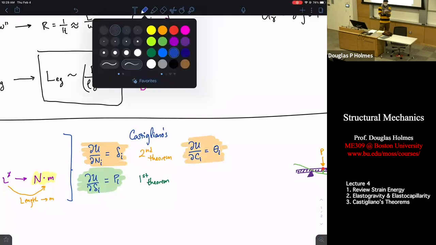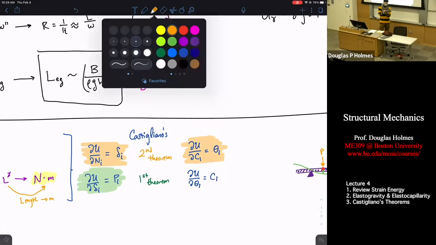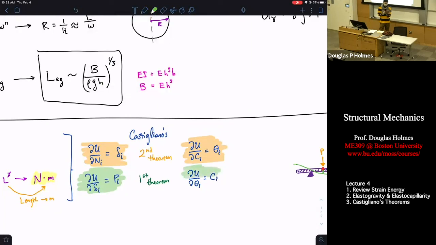And vice versa, if you take a derivative of your strain energy with respect to your slope at that point, it'll tell you what the couple is at that point. So that's one way that Castigliano's theorem becomes even more powerful.